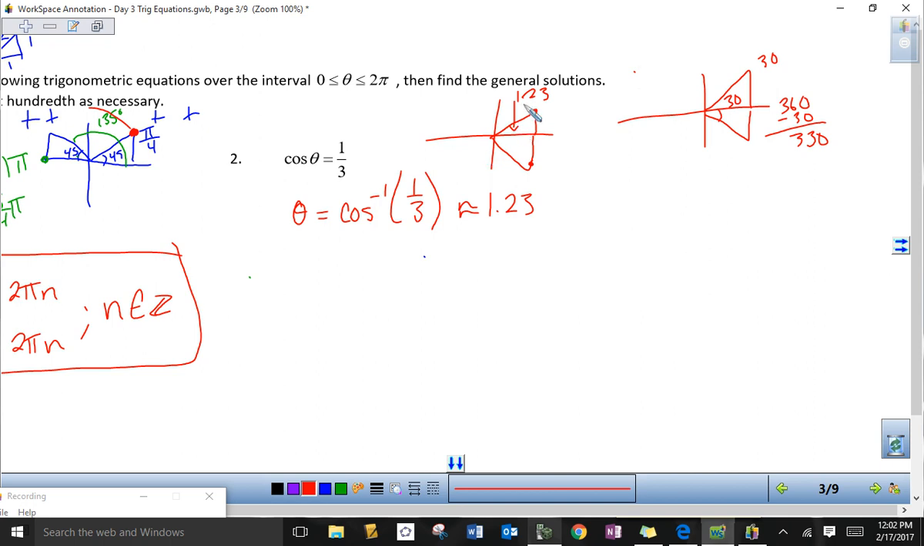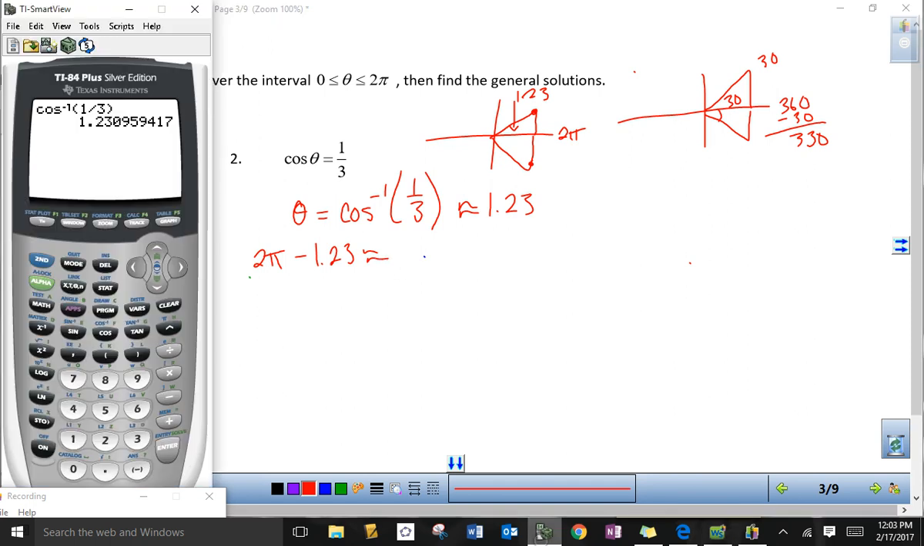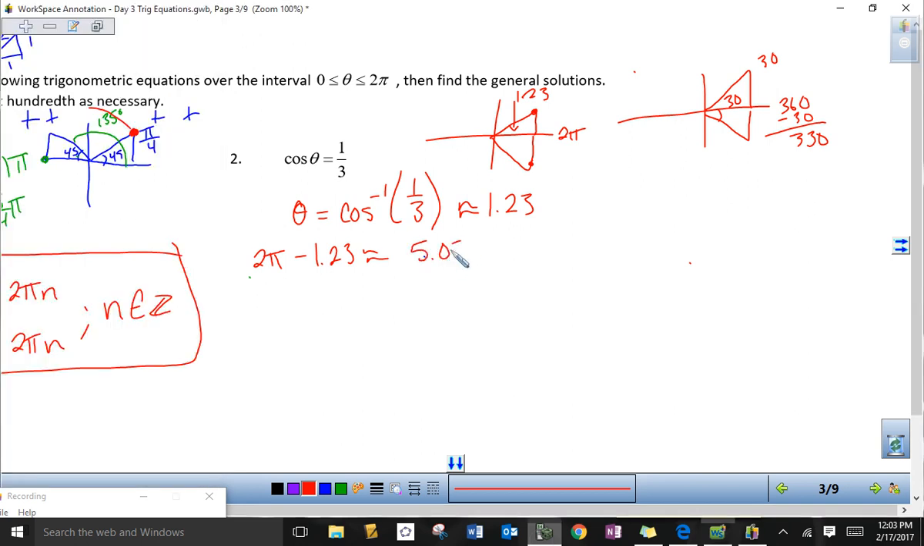We can apply that to what's going on here. All the way around the circle is 2 pi in radians. I just need to subtract my angle measure from that. Okay, so 2 pi minus that 1.23. Approximately 5.05. So those are my two angle measures. I just have to group them together.